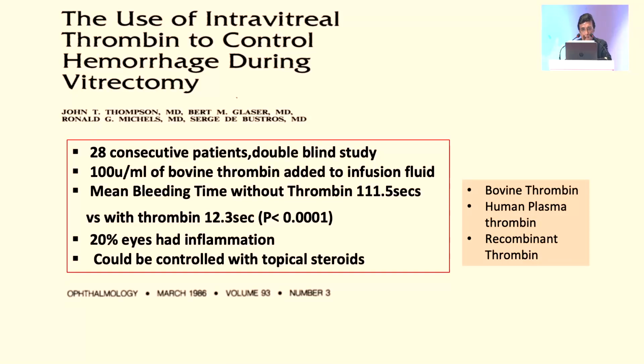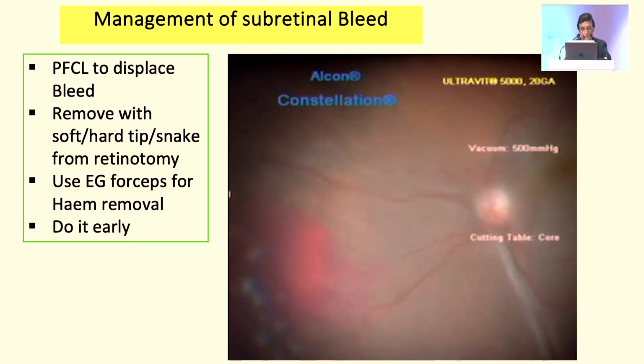There's a study which has shown that intravitreal thrombin helps in controlling vitreous hemorrhage, but some of these cases do develop inflammation. I have personally not used it, but I think this could be a useful tool in hands, and maybe somebody in the panel has been using it and we'll get their feedback on this.